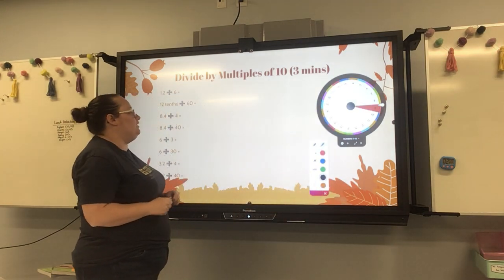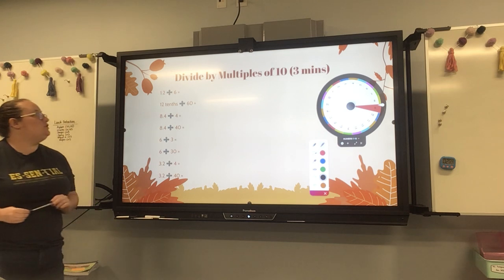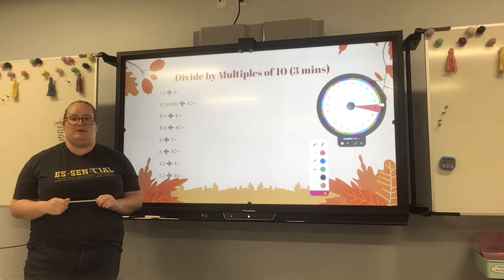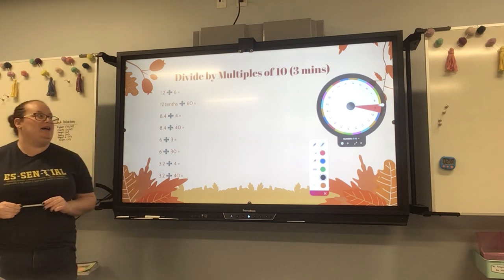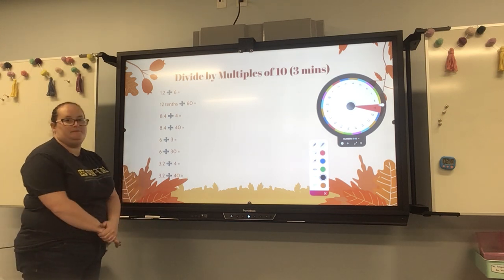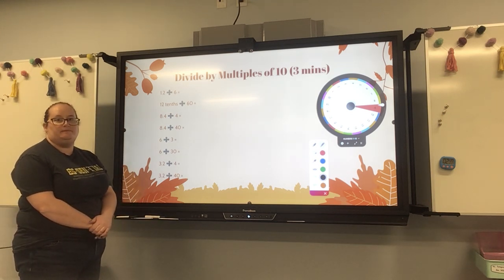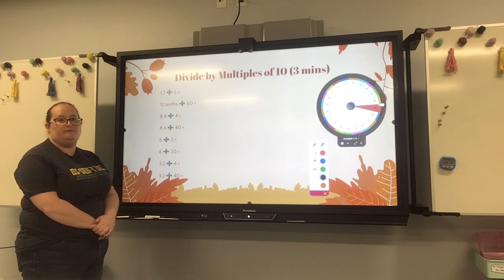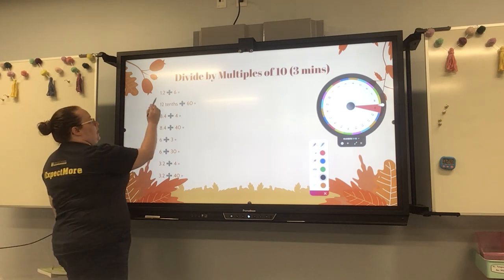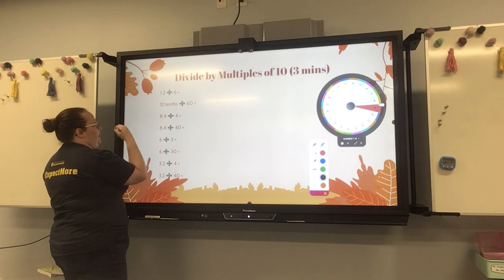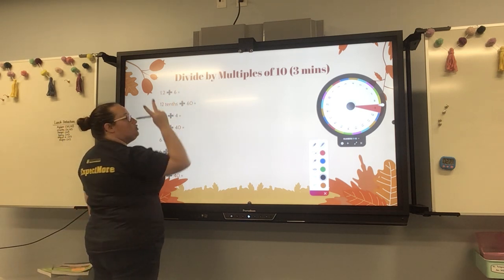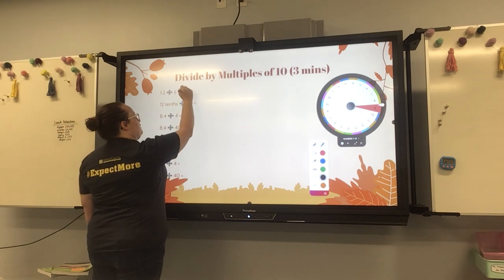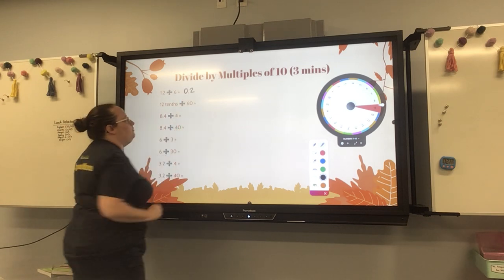Number 9, what would 1.2 divided by 6 be? Okay, I'm going to pretend like that's 12. That would be 12 tenths, and 12 divided by 6 would be 2, but 2 tenths, so it would be 0.2.